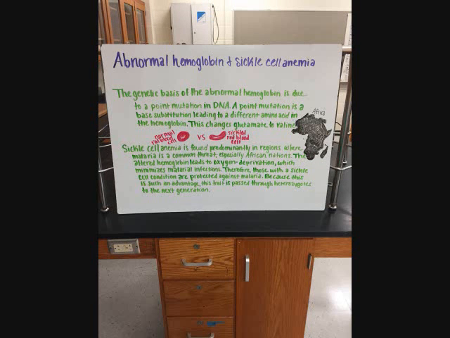The altered hemoglobin leads to oxygen deprivation, which minimizes malarial infections. So therefore, those with the sickle cell condition are protected against malaria. Because this is such an advantage to them, the trait is passed through the heterozygotes to the next generation, even though actually having sickle cell anemia is not good.